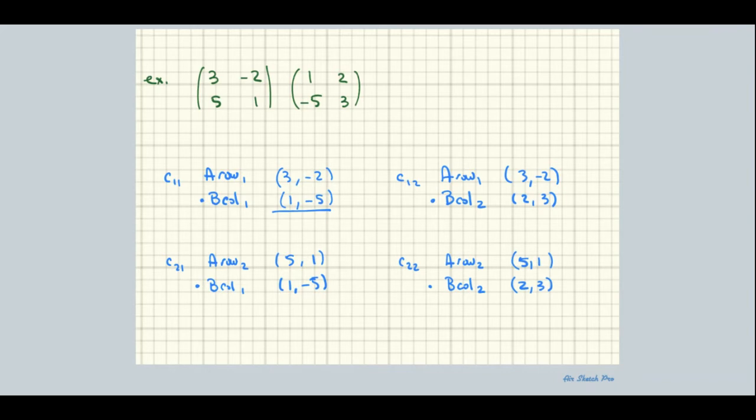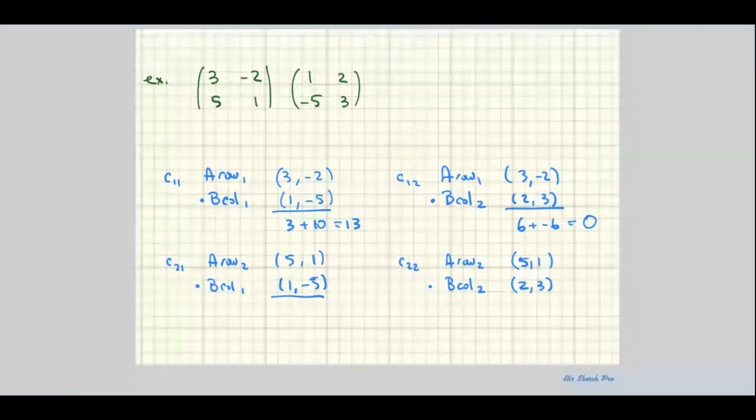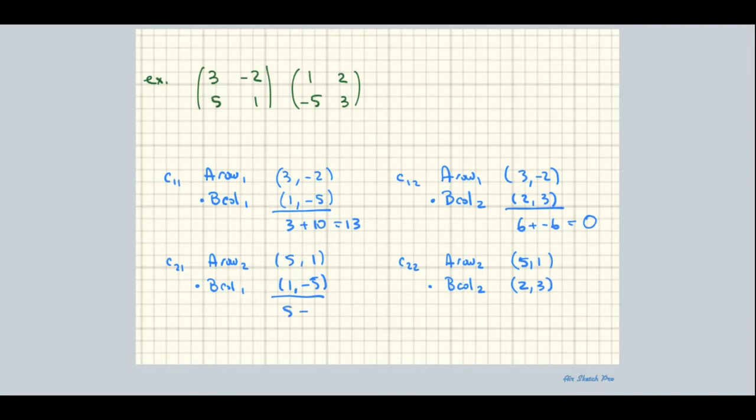So 3 times 1 is 3. Negative 2 times negative 5 is 10. And we add those and we get 13. Now let's move over to C12. What's the dot product now, guys? 0? Oh, that's cool. 6 plus negative 6. Okay. What's the dot product over here? And this is going to be row 2, column 1. C21. And wow, that's weird.